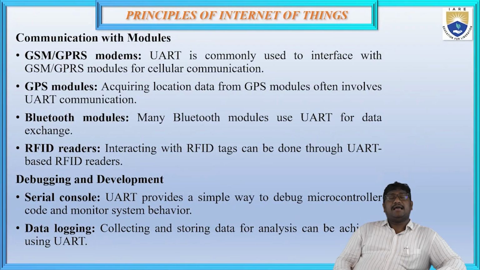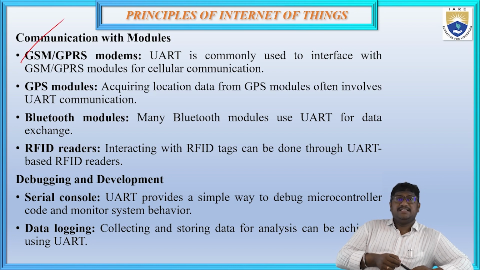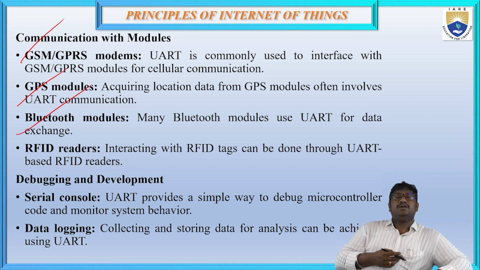And what are the different types of communications which are utilized in these modules? The communications are GSM, Global System for Mobile, and GPRS, where UART is commonly used in the interface. By using these modules in cellular networks, we can create wonders. And coming to GPS, Global Positioning System, in these modules we are acquiring the location of a particular person, and GPS modules offer UART communication only. Coming to Bluetooth modules, in many of them UART is used for data exchange and transmission.